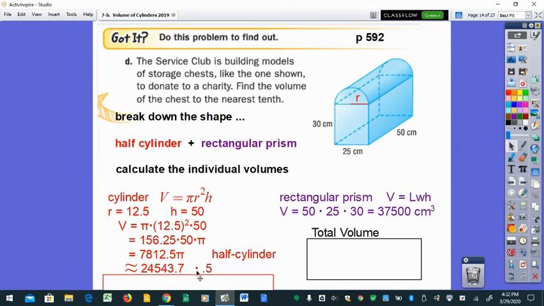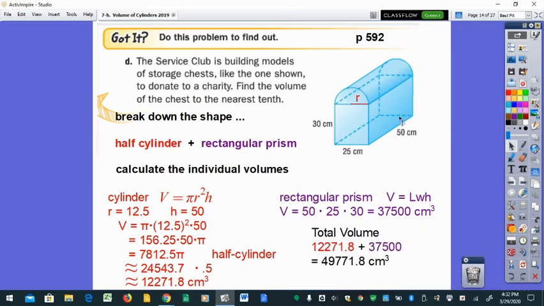In the calculator, it's really easy to multiply by 0.5. Dividing by 2 is the same operation as multiplying by 0.5. And that half of a cylinder, kind of like a soup can cut in half, would be 12,271.8 centimeters cubed. Here's the half cylinder. Here's the rectangular prism. Notice they're stacked on each other, so we're going to add those two volumes, and the volume of this composite shape that looks like a mailbox would be 49,771.8 centimeters cubed.